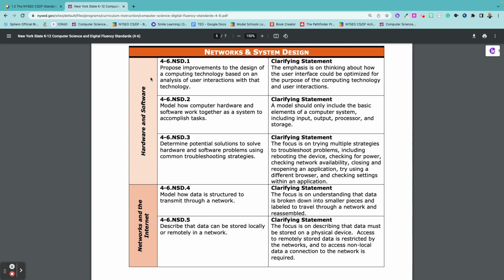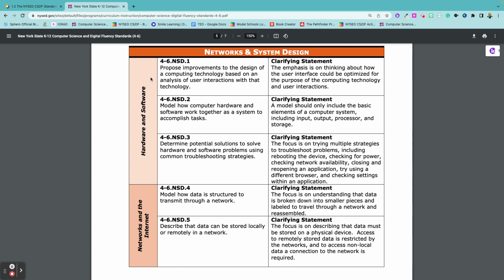So as we get into NSD2, we're modeling how computer hardware and software work together as a system to accomplish tasks. So a model should only include the basic elements of a computer system: input, output, processor, storage. So just making sure that we know what each of the parts of a computer does and how they work together.